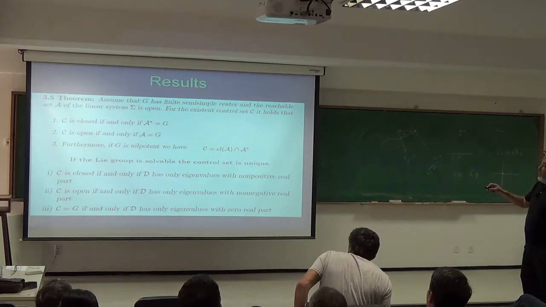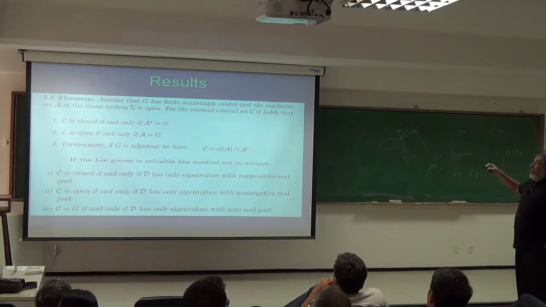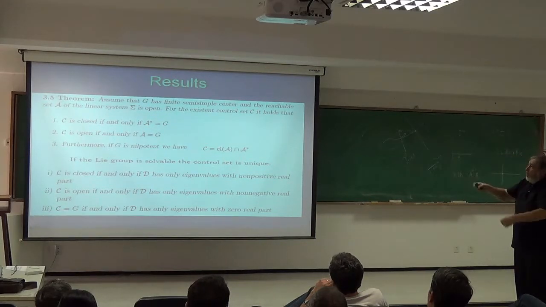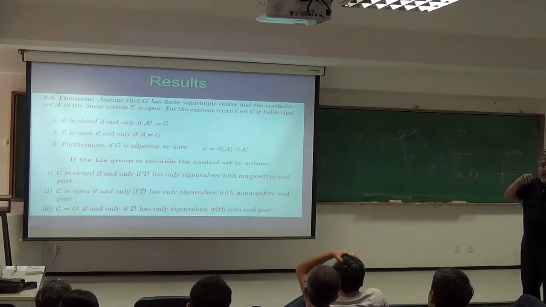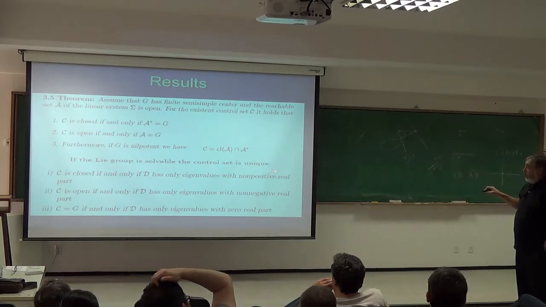So we prove several things. The existence control set is closed if the set you can translate to the identity coincides with the group. It's open when the accessible set of the identity is G. In the nilpotent case, we obtain again the same as in the linear case on Rn. And if the Lie group is solvable, this control set is unique. And we have some condition to show that in some cases the control set is bounded.